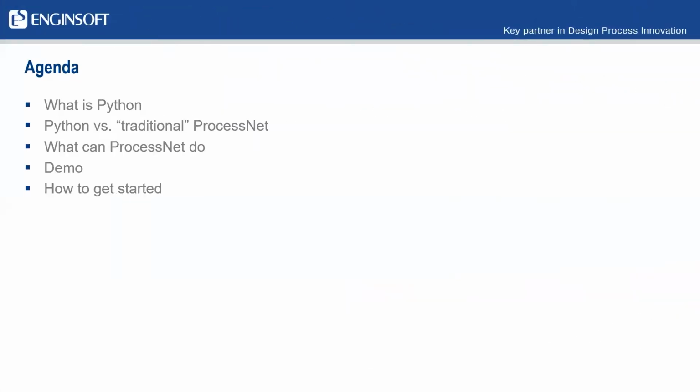Quick summary, this will be a pretty quick presentation, but these are the points I want to hit. Covering at a very base level what Python is, how the Python ProcessNet compares to the Visual C# or Visual Basic versions of ProcessNet, and then going over what ProcessNet can do in general. I'll do a live demo showing an example that I think was suggested by a customer, and then I'll point you towards how to get started, where the relevant documentation is, and things like that.